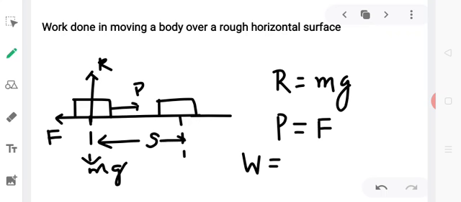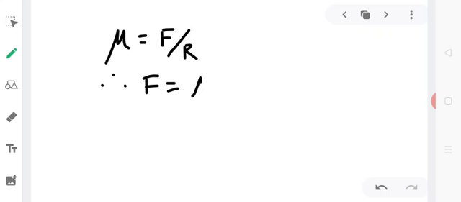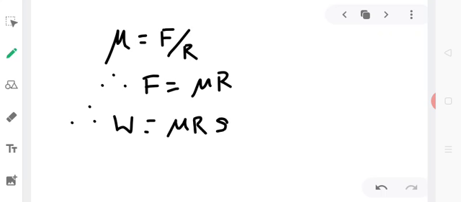we can write down W to be equal to PS, or which may also be equal to F into S. Now we know that mu is equal to F by R. Therefore, F is equal to mu into R. Therefore, work done W will be equal to mu RS, which is further equal to mu, and R is equal to mg, so mu mg S.